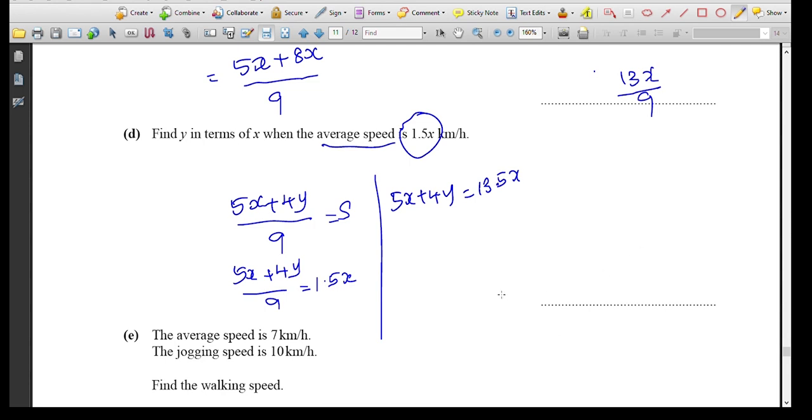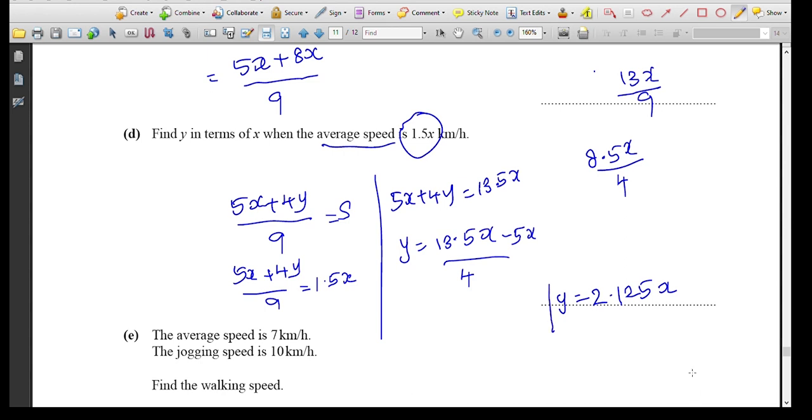Now we want only y, so y equals, first this plus 5x can go that side, it'll become minus 5x. Sorry, I missed x. And the whole divided by 4, which is the coefficient of y here. If you simplify, we are getting the answer as 8.5x by 4. If you simplify it further, we are getting a terminal decimal, which is 2.125x, which equals y. We are getting the formula. We can even write this as a fraction.